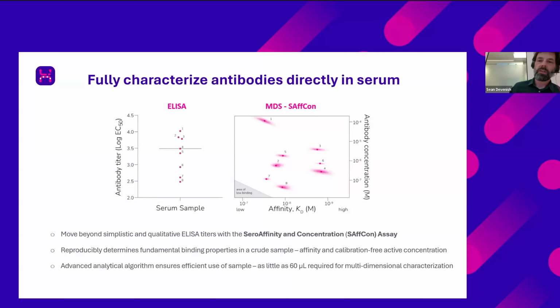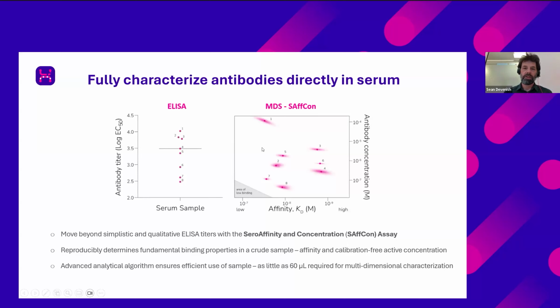So the first is our sero affinity and concentration assay. And so this is really focused at looking at serum or at antibodies in serum. Now, of course, we can substitute serum with any other complex matrix. We would probably argue that serum is about the most complex matrix there is. But this could work equally well with other biofluids, or, for example, cell culture medium, if that's a matrix of interest. Now, the motivation behind this is to really move beyond ELISA.